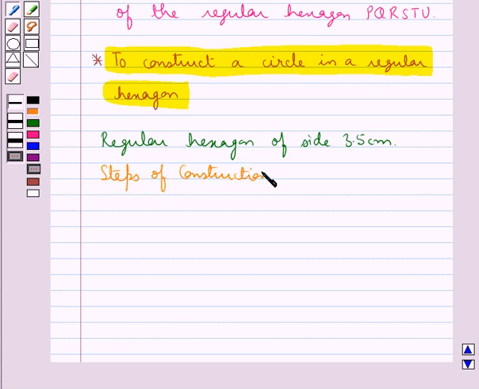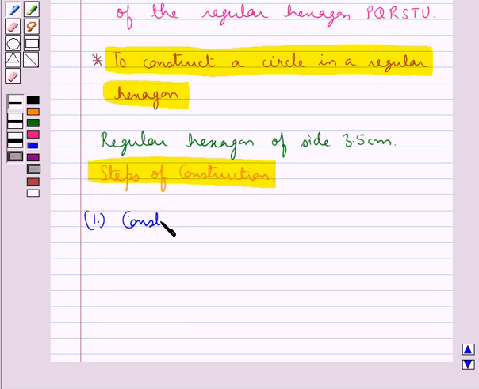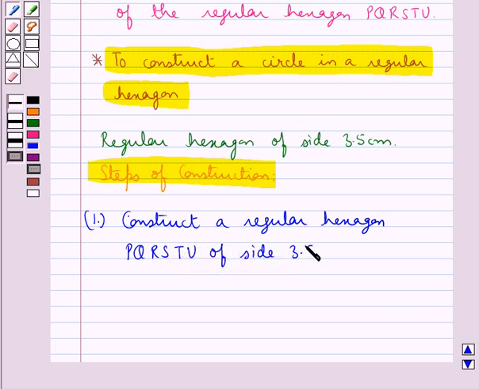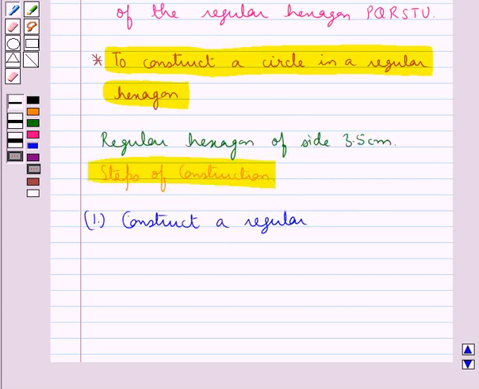To do this construction of a circle in a regular hexagon, first of all, we would construct a regular hexagon, say PQRSTU, of side 3.5 centimeters, which we have already done for the previous construction. So this is the regular hexagon PQRSTU of side 3.5 centimeters. Now, next, we will find out the incenter for this regular hexagon so that we can draw the circle in this regular hexagon.